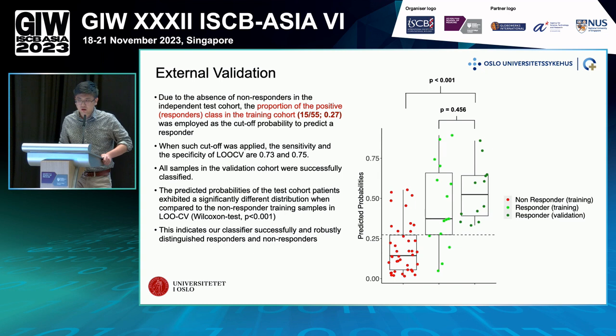As you can see from here, all the samples in the validation cohort are correctly classified as responders. The distribution of the responders in the validation cohort has no significant difference from the responders in the training cohort. However, it has a significant difference from the non-responders in the training cohort. That means these two responder groups follow a certain kind of distribution, and they are different from the non-responders. This indicates that our classifier successfully and robustly distinguished responders and non-responders.